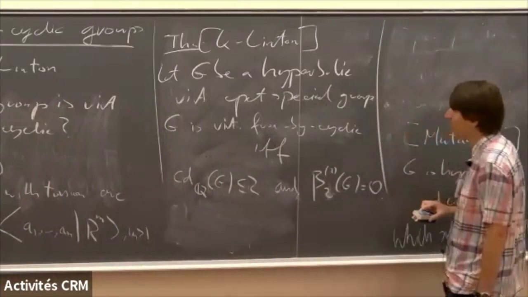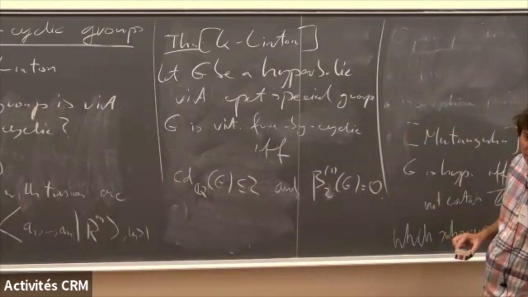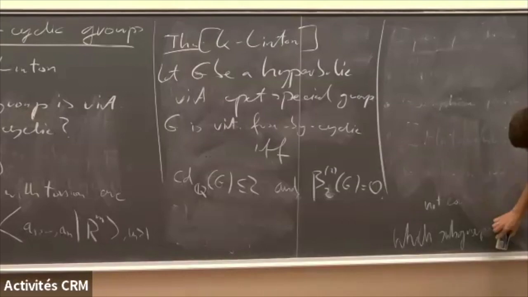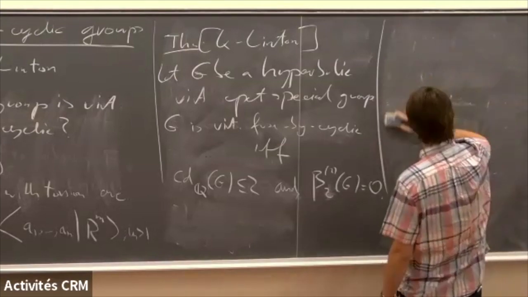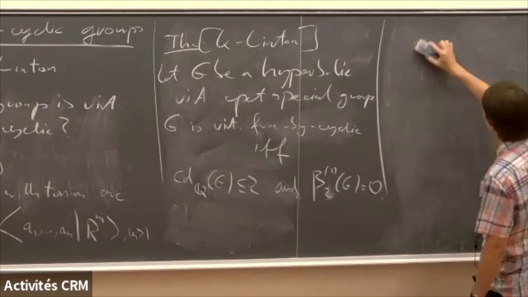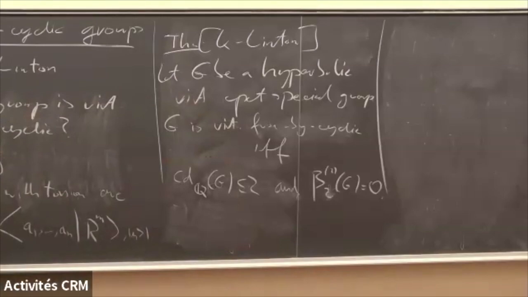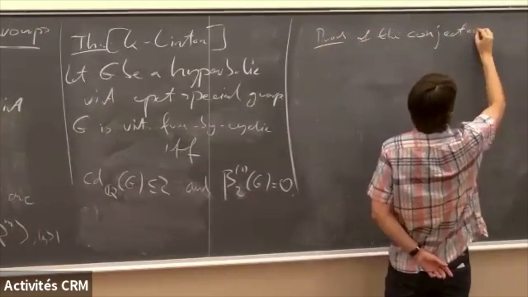Why do you say virtually compact special? Virtually special implies... If it's hyperbolic and virtually special, then it will be virtually compact. Okay, you're all satisfied?